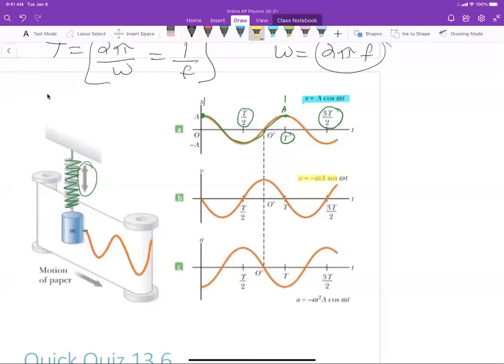Notice this graph. This is the velocity versus time, and it is the first derivative. So this will be the first derivative for those who are in calculus. And this will be the second derivative. And this is my acceleration versus time curve.